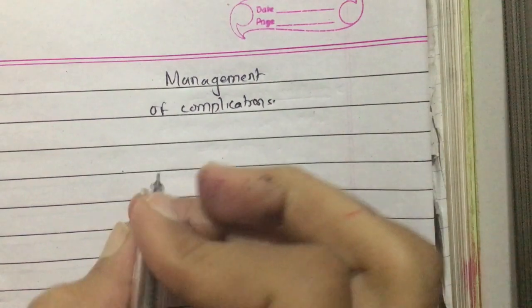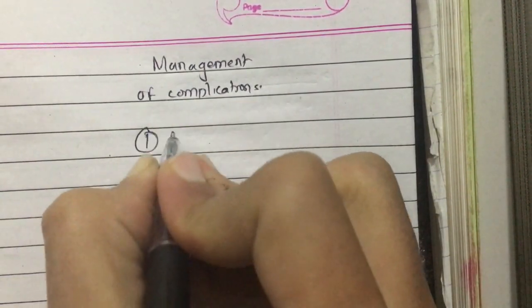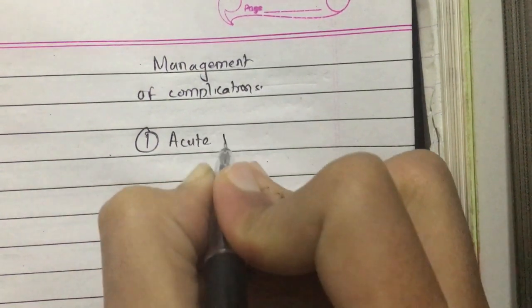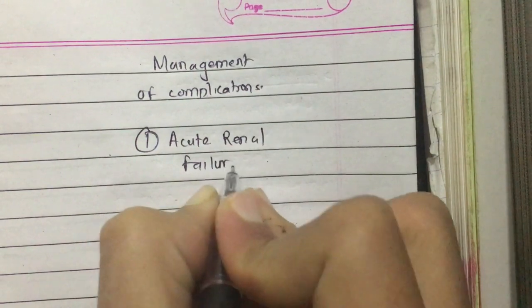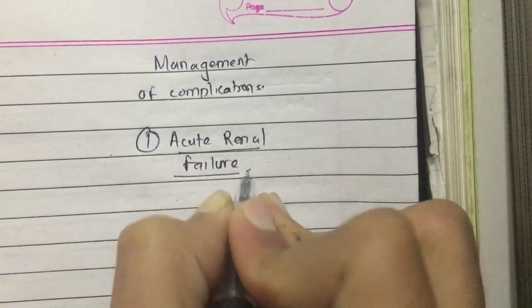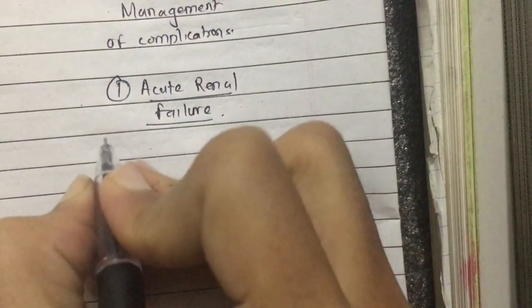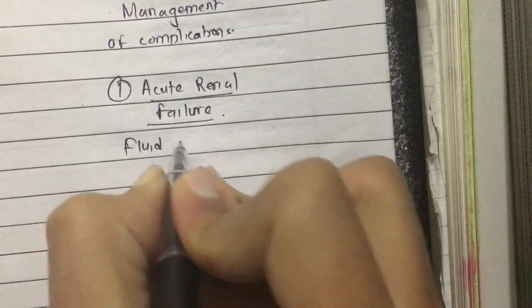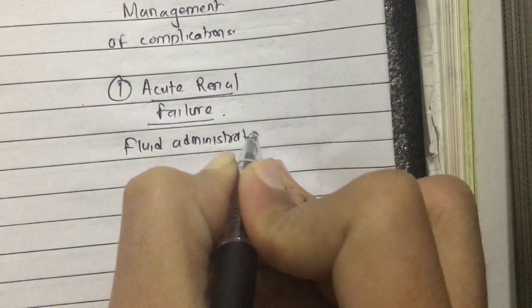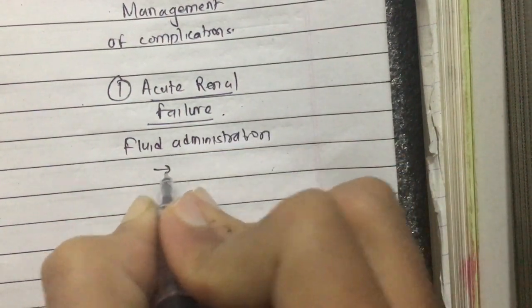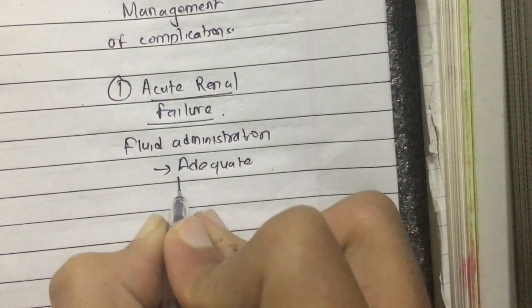Okay, first, acute renal failure. How can acute renal failure be managed? First, acute renal failure can be managed by fluid administration. First, fluid is administered so that we can assure that there is adequate hydration.